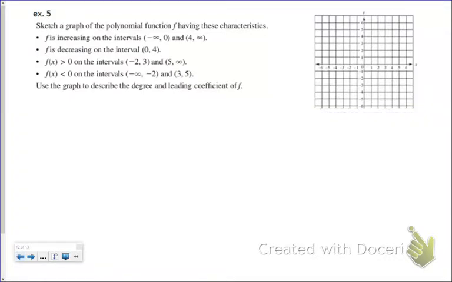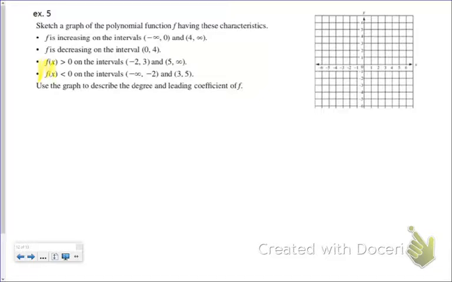All right, so then the last thing, not quite the last thing, but almost the last thing. Just reviewing some of our terminology about increasing, decreasing, and positive and negative intervals. But we're going to work backwards, which is a little bit harder. Okay, so this tells us where our graph is increasing and decreasing and where it's positive and negative.